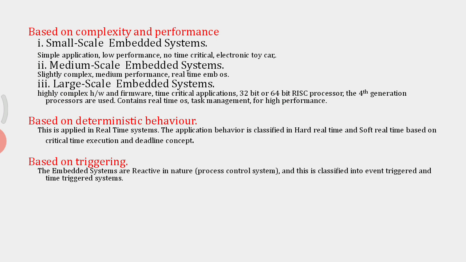The next one is based upon triggering. Embedded systems are reactive in nature, like process control systems in industrial control applications, so they can be classified on the triggering of the embedded system. There are two types: event triggered embedded systems and time triggered embedded systems.